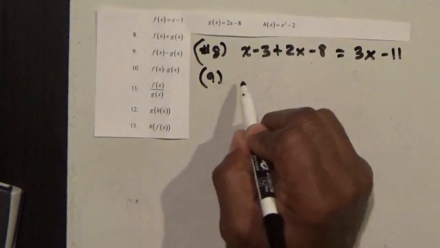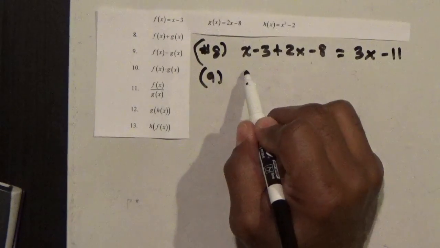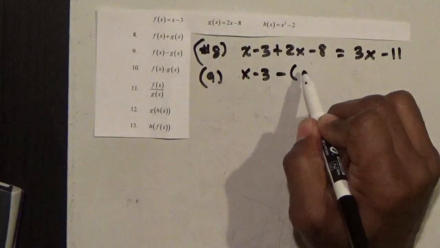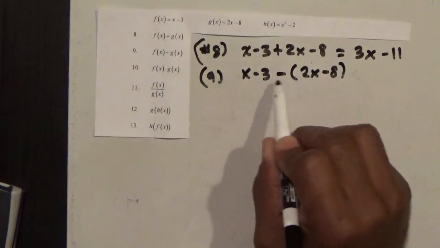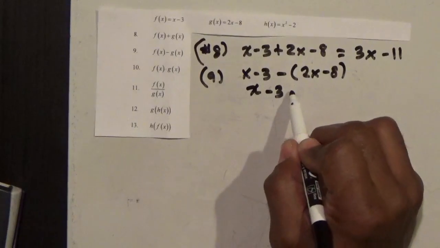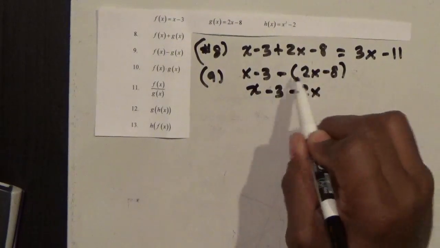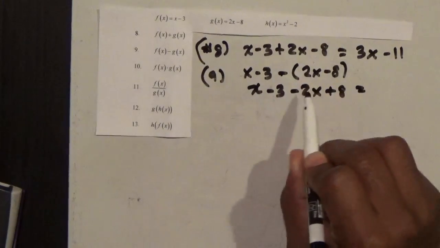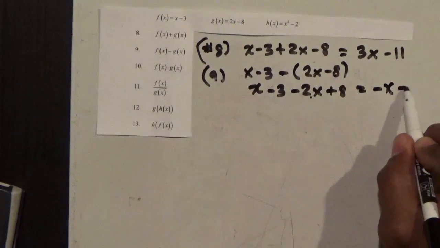Number 9, we are subtracting f of x and g of x. When we use subtraction, we want to put the second piece, in this case g of x, in parentheses, 2x minus 8, to make sure that we subtract. So we go x minus 3, minus 2x, and we want to make sure we subtract this negative 8, which becomes a plus 8. So our answer is going to be x minus 2x, which is negative x, and negative 3 plus 8, which is 5.